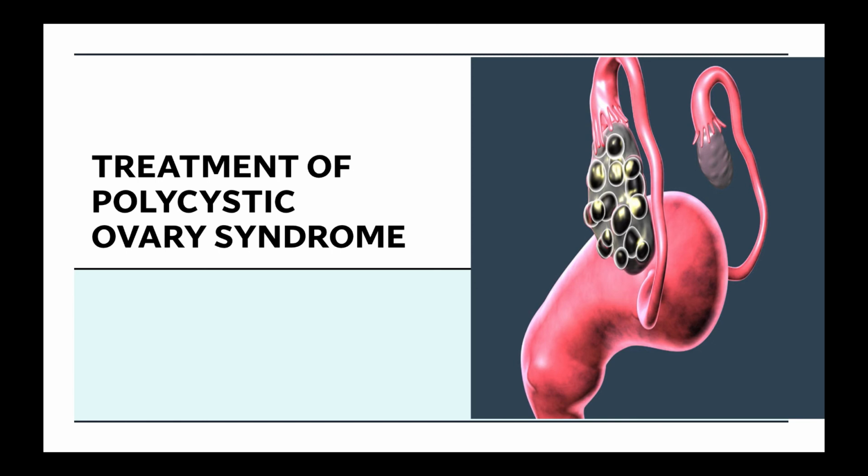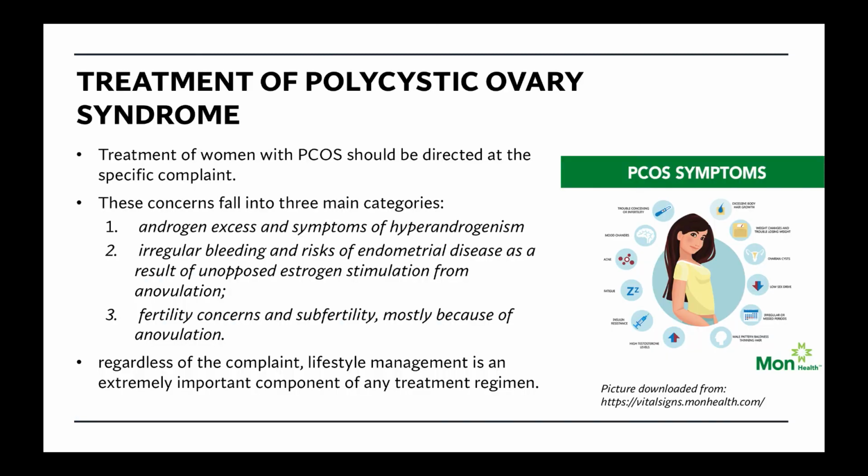Lastly, we talk about the treatment of PCOS. The treatment of women with PCOS should be directed at the specific complaint. And these concerns fall into three main categories: androgen excess and symptoms of hyperandrogenism, irregular bleeding and the risk of endometrial disease as a result of unopposed estrogen stimulation from anovulation, and fertility concerns and subfertility, mostly because of anovulation.